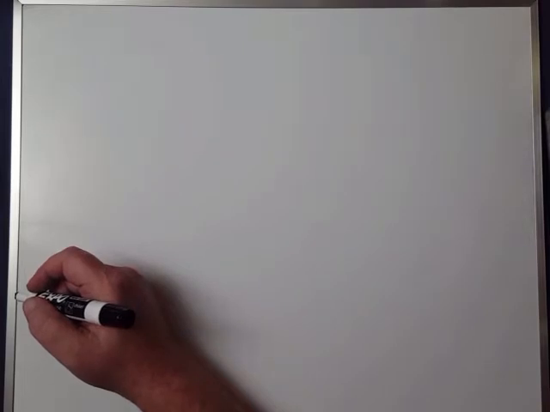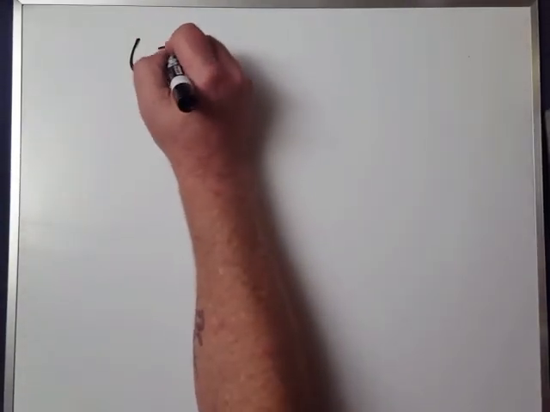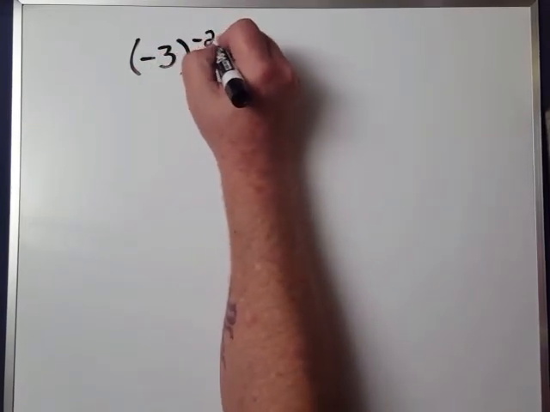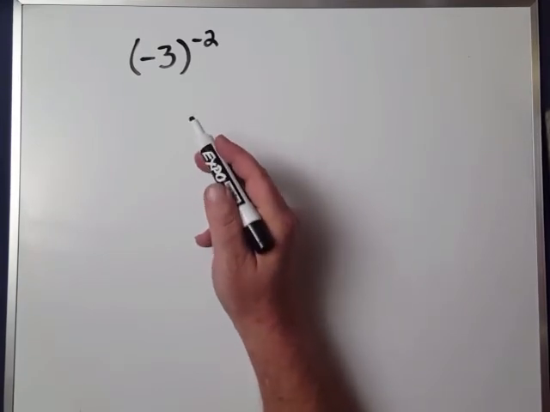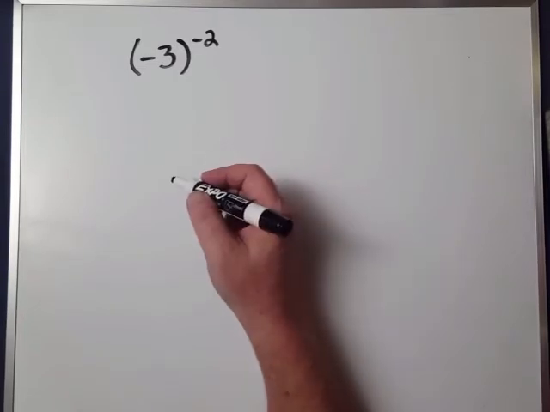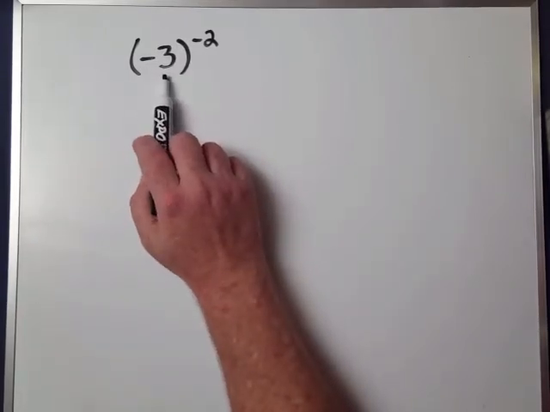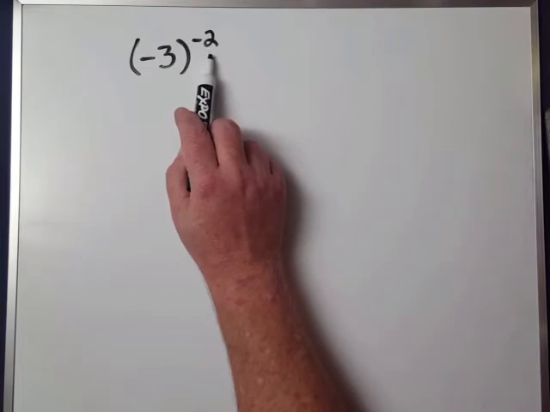We'll start with number 2. Now in number 2, notice the instructions. The only thing that we are asked to do is to determine whether this answer would be positive, negative, or 0. Well, what do I have? I have a negative base. What's the base? That whole negative 3, because it's in parentheses. And it's being raised to an even power.